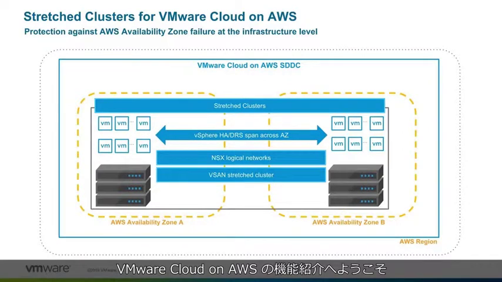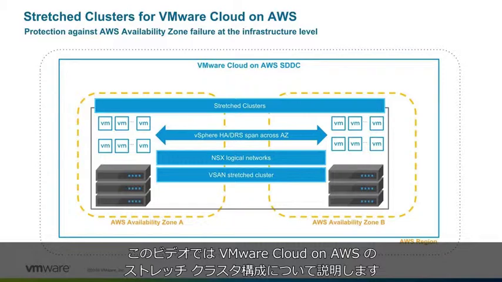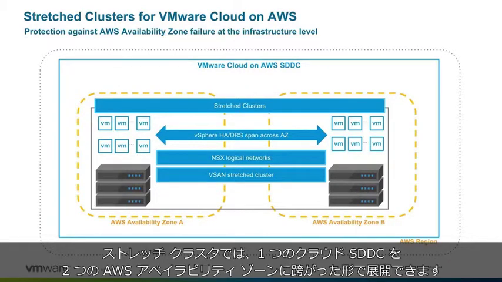Welcome to the VMware Cloud on AWS feature demonstration. In this video, we will demonstrate how to configure stretched clusters for VMware Cloud on AWS. Stretched clusters allow customers to deploy a single cloud SDDC across two AWS availability zones.